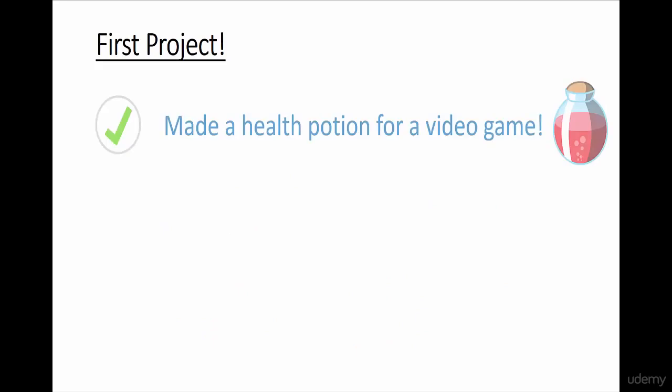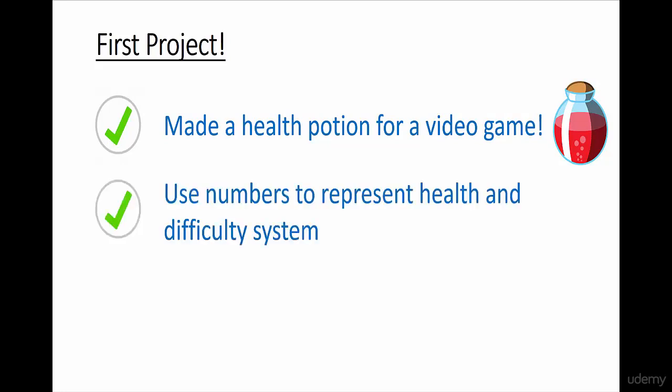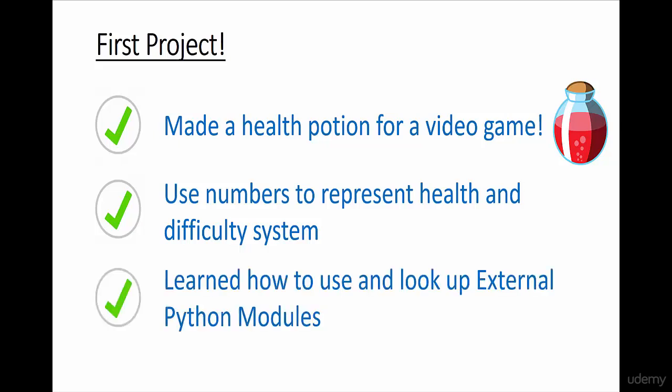And after that, we jumped right into our first project. Our project was to use everything we know so far about variables and numbers to make a health potion functionality for a video game. In this project, we learned how numbers are used in programs to represent real-life concepts such as health and difficulty. We also learned how to import external Python modules into our code for added functionality using the import keyword. We used Python's random module to help us make a random number generator. We also learned how to cast variables from different types, particularly from a float into an integer.